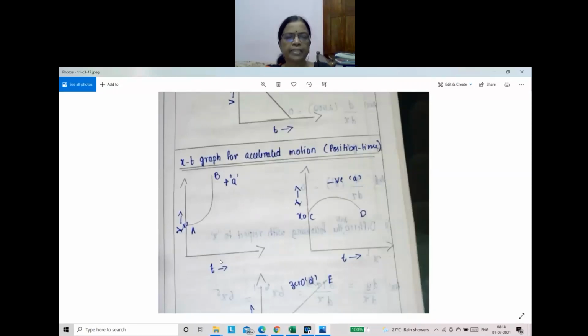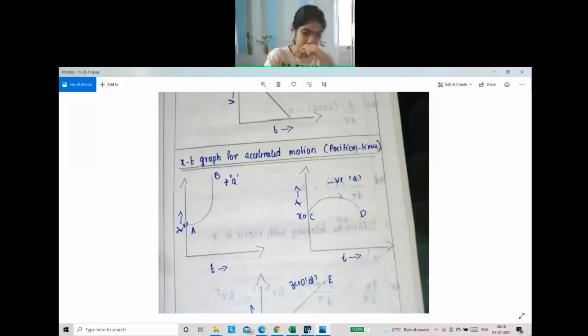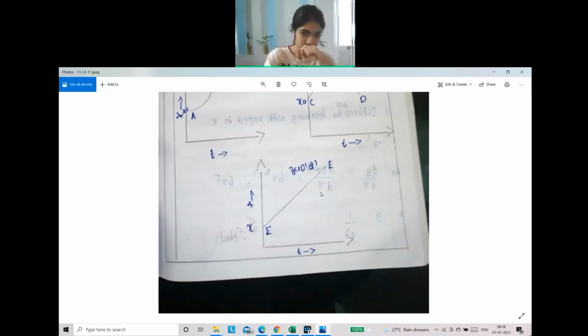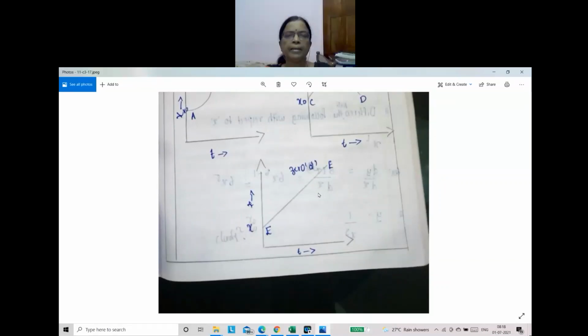If an xt graph is plotted and we get a curve upwards, what does it show? Positive acceleration. If the curve is downward, what does it show? Negative acceleration. If the xt graph is a straight line inclined to the time axis, what type of motion? Uniform motion. Uniform velocity, we can tell.